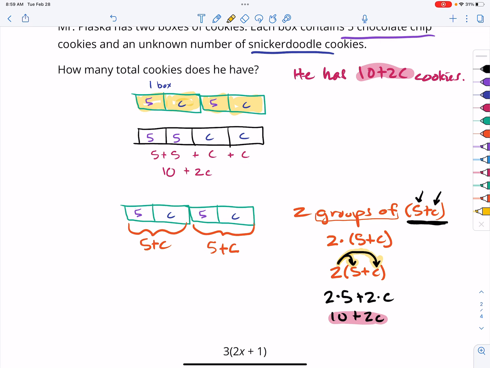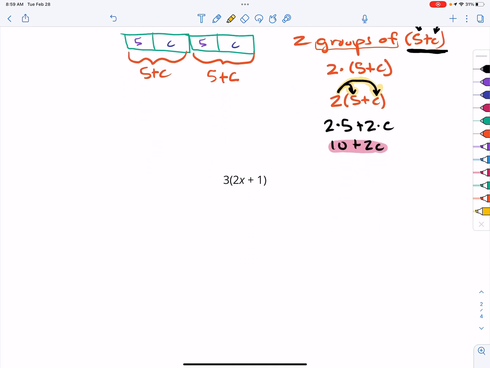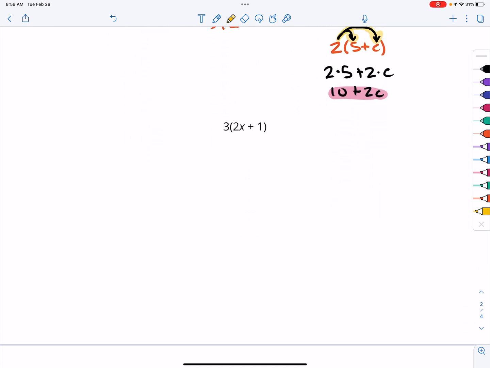Let's look at this in another example to see how this goes. So here, in my head, I am thinking that I have 3 groups of 2x plus 1. And so I could think of this where here's x, and there's 1.